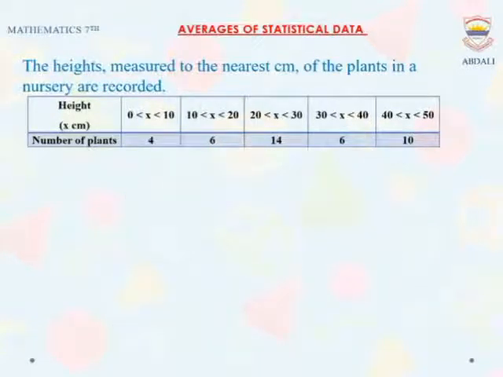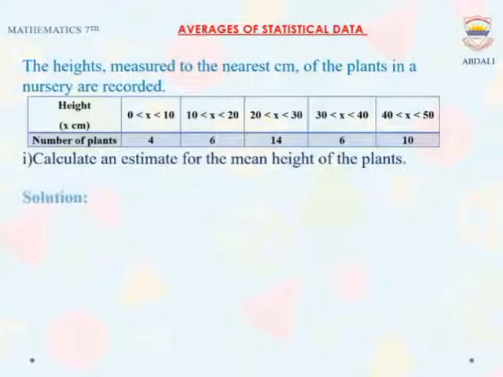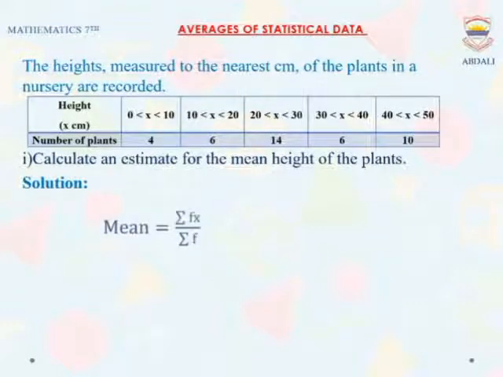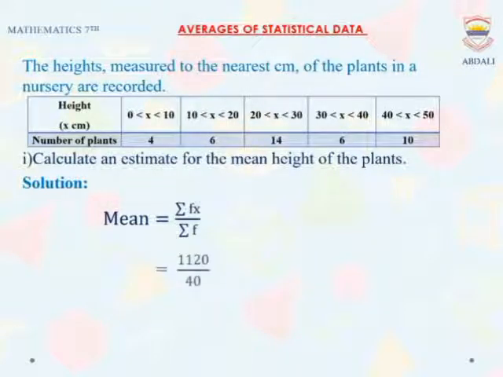So let's do it. Here we have done up to finding the values, so we will write our formula. The formula for mean is mean equals the sum of fx divided by the sum of f. So we have found the sum of fx comes as 1120 and the sum of f comes as 40. So now we will simplify it and the answer will come as 28. It will be in centimeter because in the question we can see that heights are in centimeter.